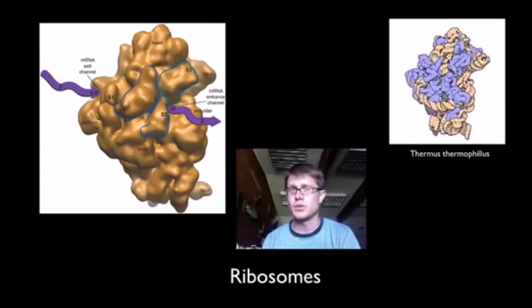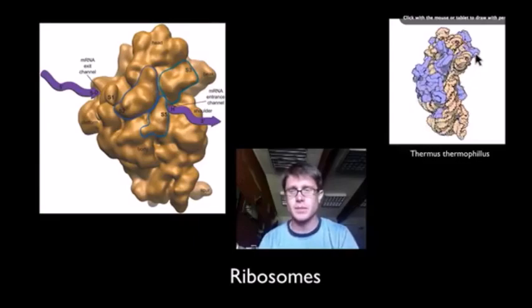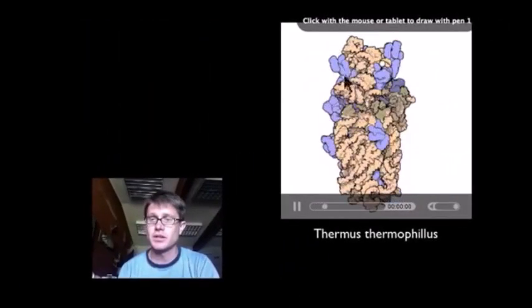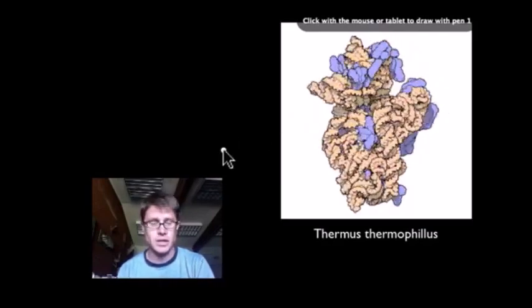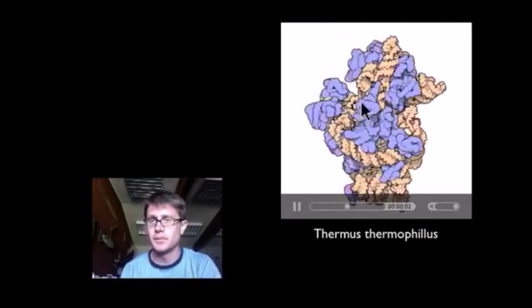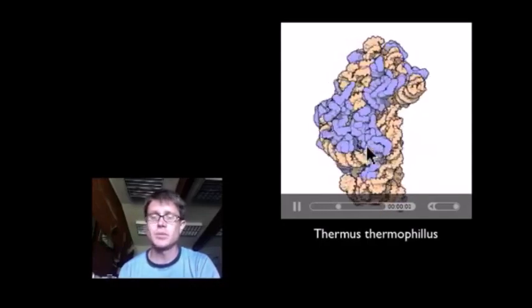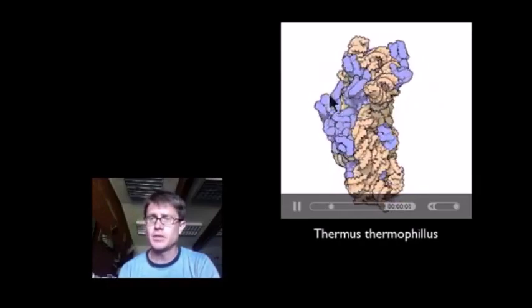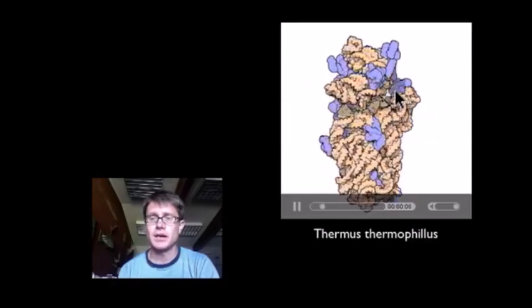Start with the ribosome. Let's talk about what it's made up of. This right here is a ribosome from a bacterium called Thermus thermophilus. The blue things in this picture are proteins, and the brown part is a continuous piece of RNA called ribosomal RNA. So ribosomes are made up of two parts: proteins and RNA.